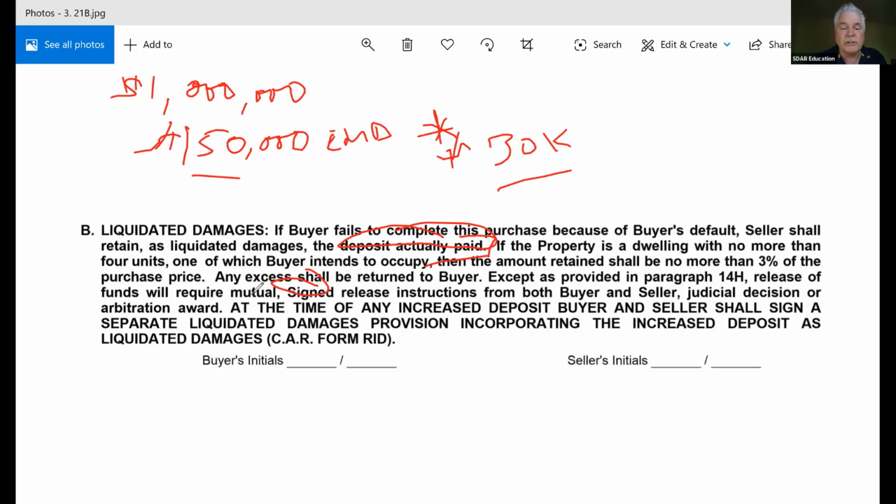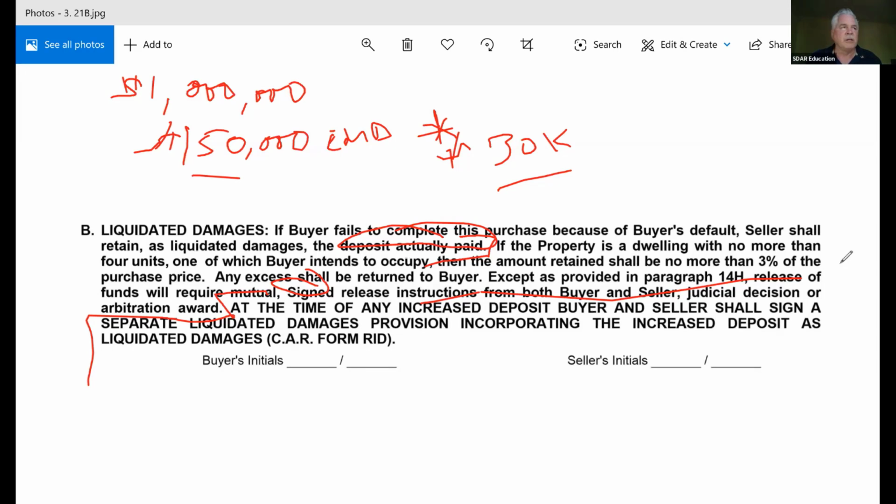At the time, notice this is in bold print, 10-point font. At the time of any increased deposit, buyer and seller shall sign a separate liquidated damages provision incorporating the increased deposit as liquidated damages. And that's going to be CAR form RID, which is the receipt for increased deposit. Now I'm going to give you a copy of that, and we're going to go to that in a second. But the point is that the money that is covered by the liquidated damages provision covers only the original money that's brought in. It is not going to cover any other money that you bring in later.